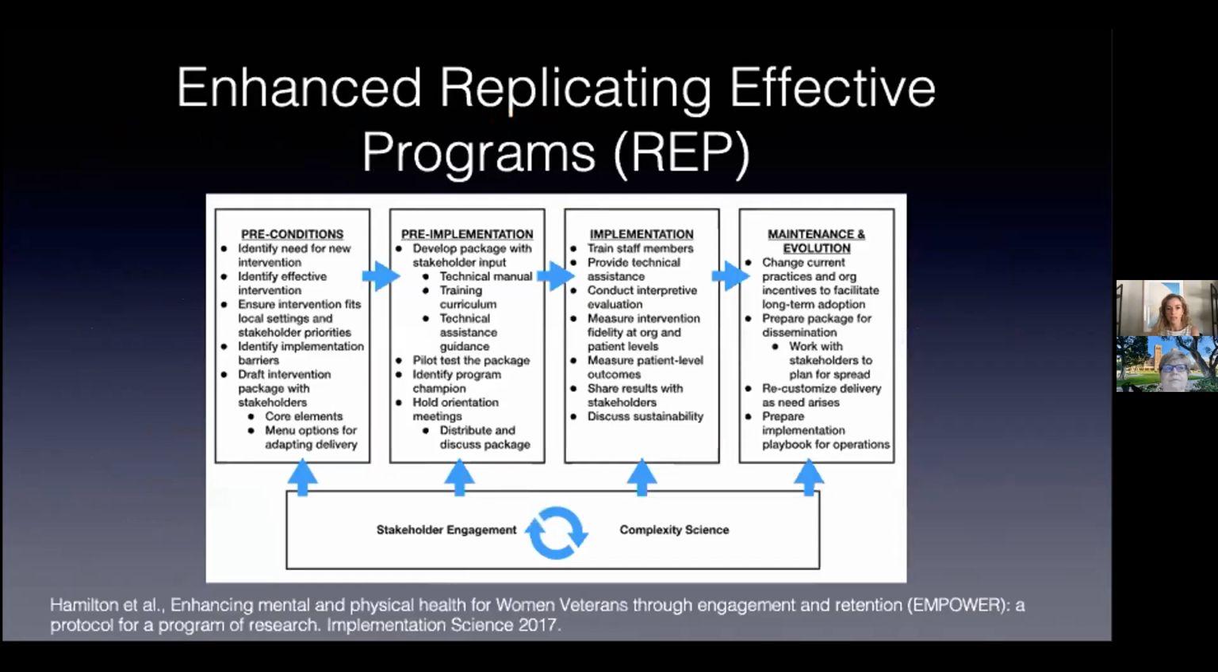So I'll also say that, we had these 3 interventions that were being introduced into multiple sites, and we were using an enhanced replicating effective programs implementation bundle. I always think of REP as really a bundle of implementation strategies that are phased across different stages of a project.